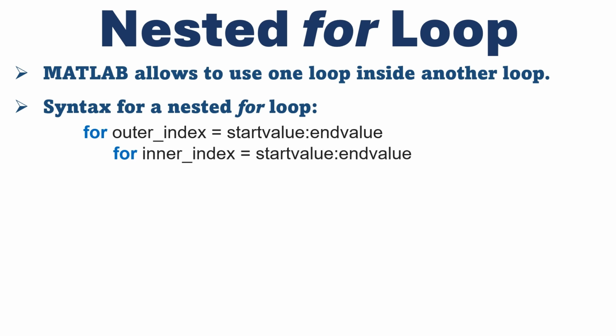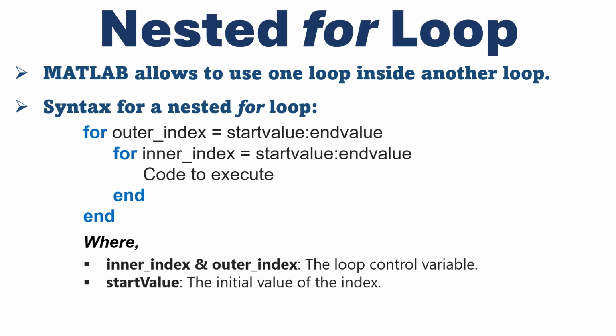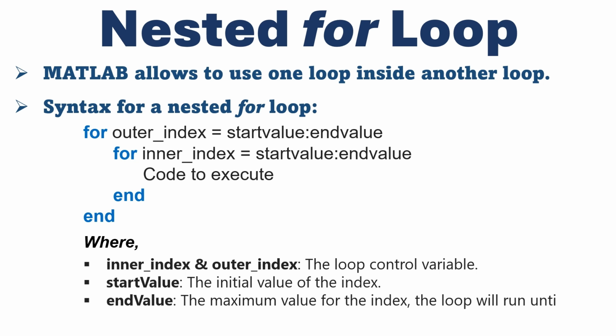I will start with the keyword, and then I'll write the inner index, the start value for the inner for loop, and the end value. And here is the code to execute. Once we write the code to execute, we need to end the inner for loop first, and then end the outer for loop. And important here, the inner index and the outer index are basically the loop control variables. Start values are the initial values of the index, and end values are the maximum values for the index. The loop will run until the value is reached.